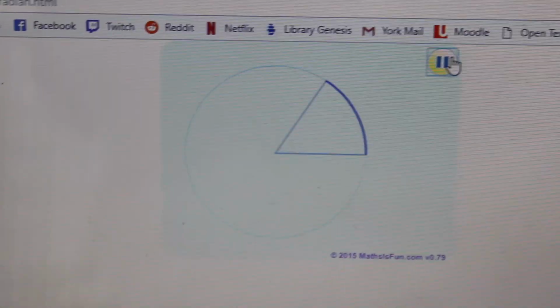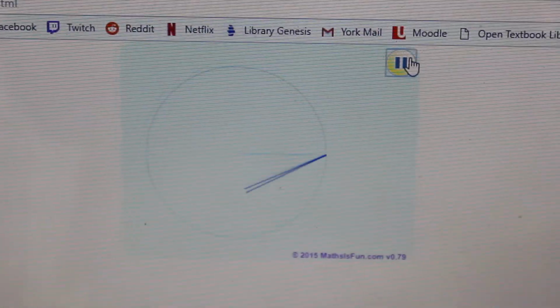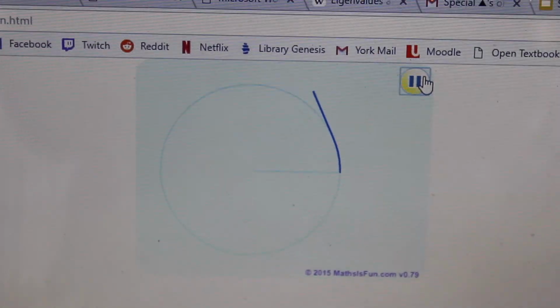This is a visual representation of what a radian is. We can see that the radius wraps around the circle.